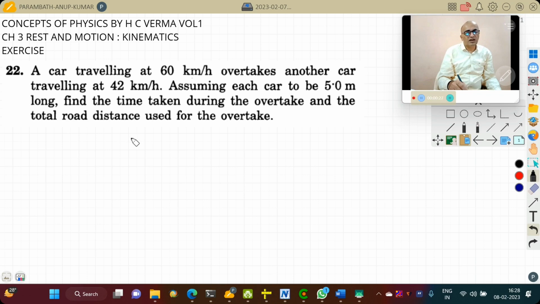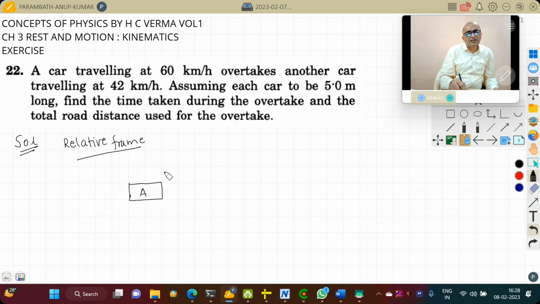used for the overtake. Students, this question can be solved using two frames. One is the relative frame and the other is the ground frame. First of all, let us do it in the relative frame. This is car A and this is car B. This is the initial situation.